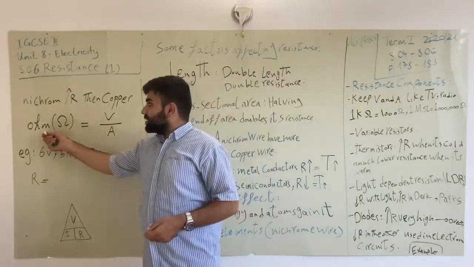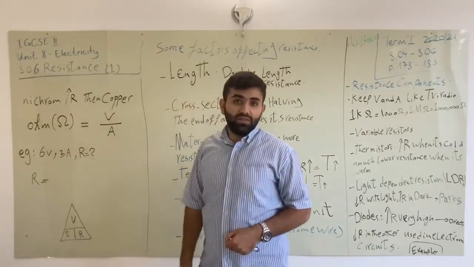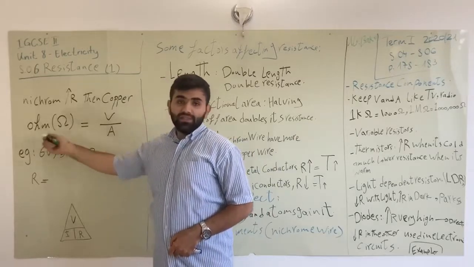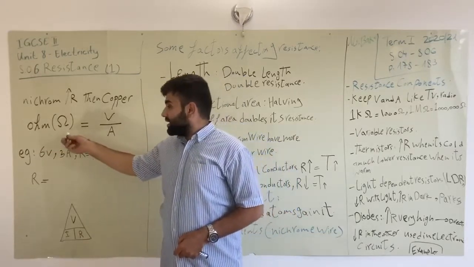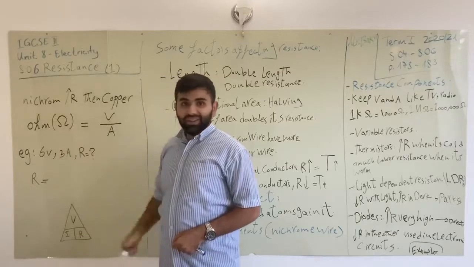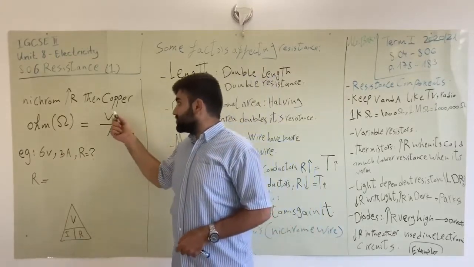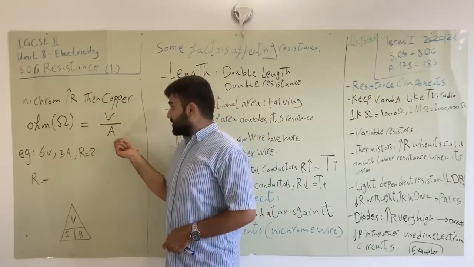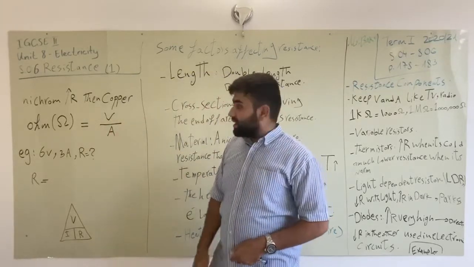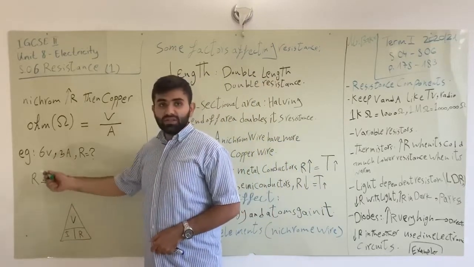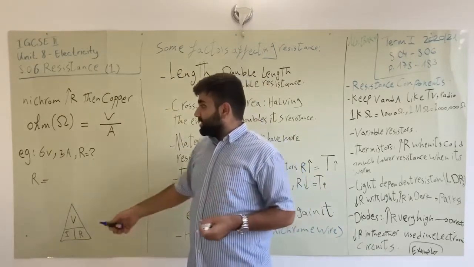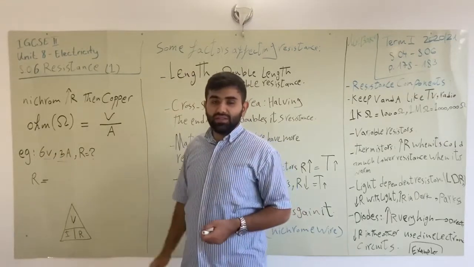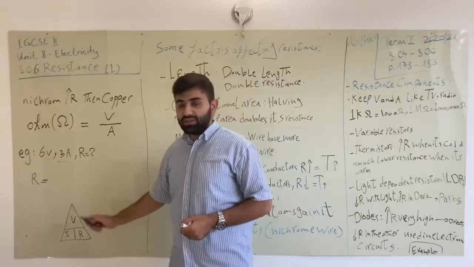So how can I calculate the resistance? The resistance is given by ohm, okay? It's given by ohm, and it's the Greek letter omega, and it's the potential difference, the voltage, over the current in ampere. So for example, I have a cell or circuit with 6 volts and that has a current of 3 ampere. What is the resistance for this circuit or for this connecting wire?